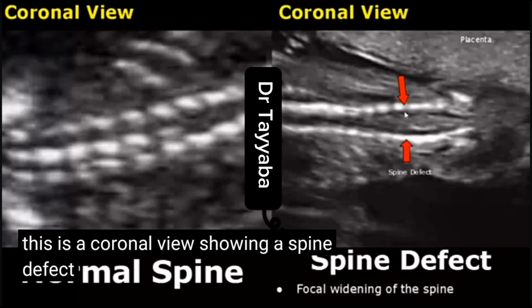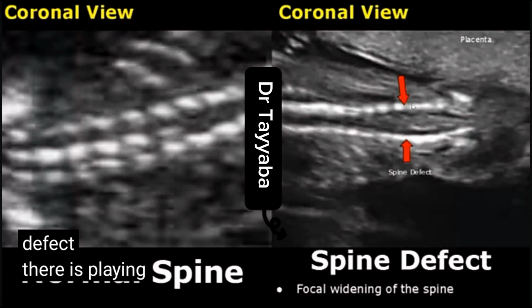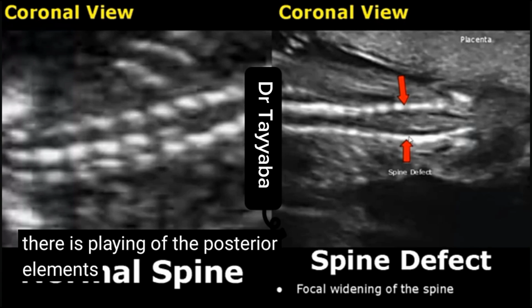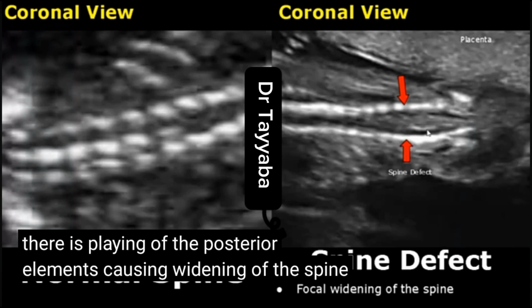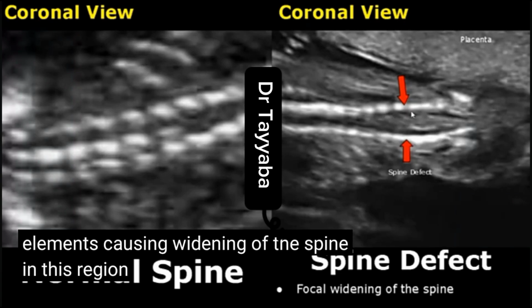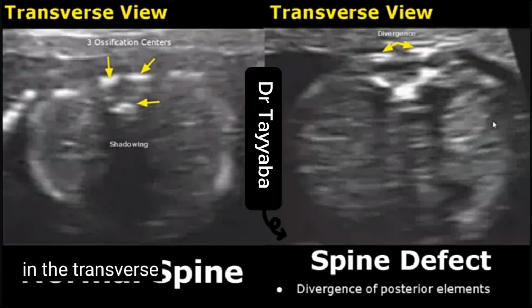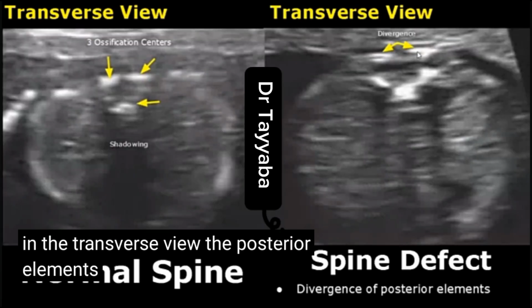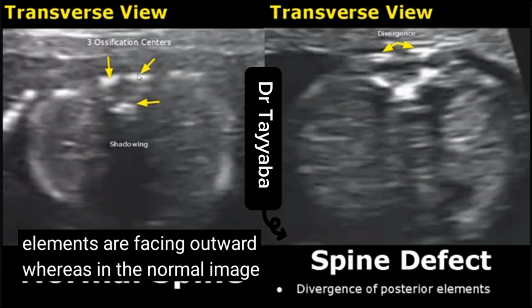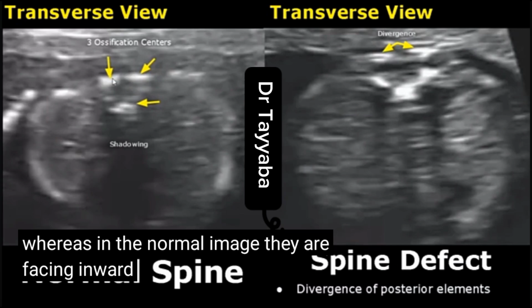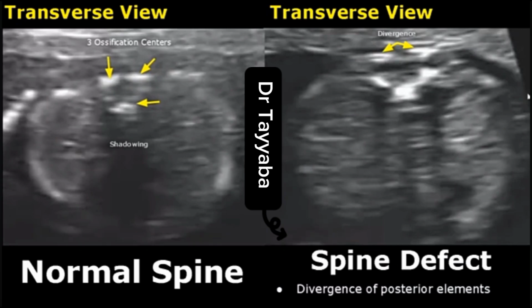There is a coronal view showing a spine defect. There is splaying of the posterior elements, causing widening of the spine in this region. In the transverse view, the posterior elements are facing outward, whereas in the normal image, they are facing inward.